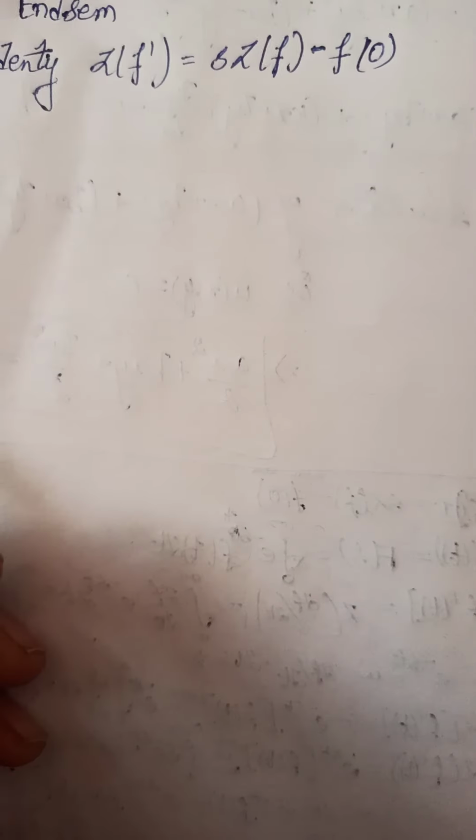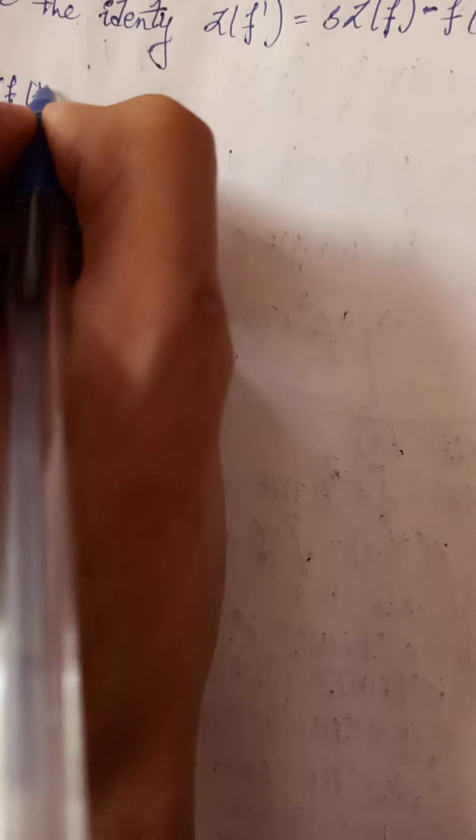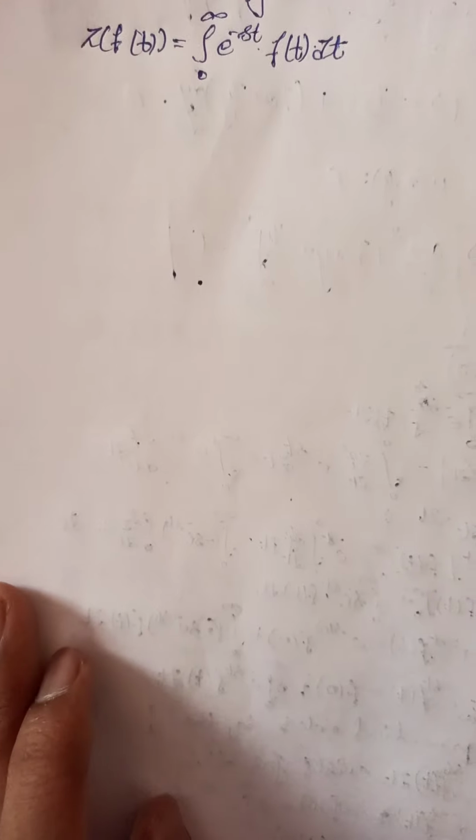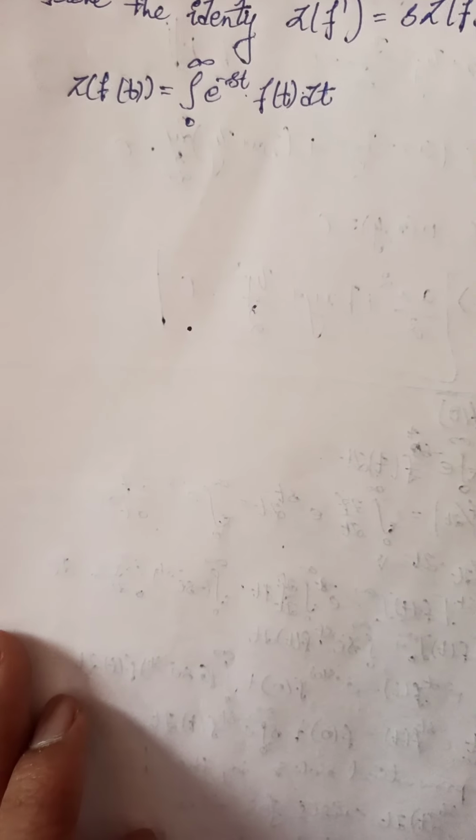We know the formula for finding Laplace of a function f of t, which is Laplace of f of t is equal to integral 0 to infinity e power minus st into f of t dt. In a similar fashion, in place of f of t, we'll take f dash of t and simplify to get the result.